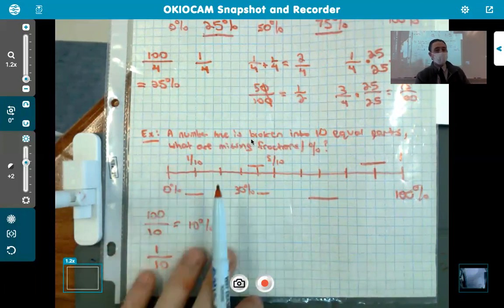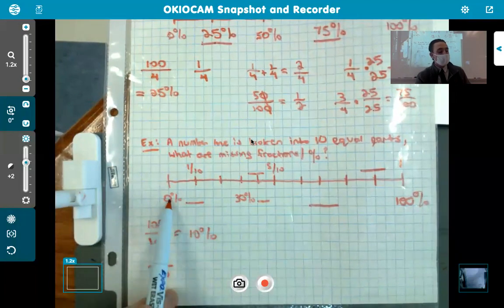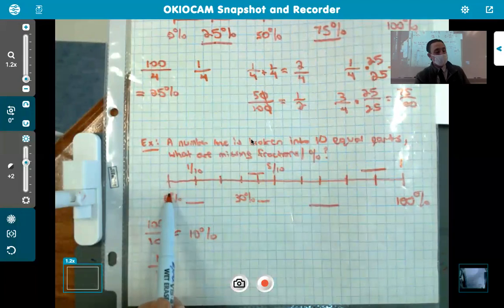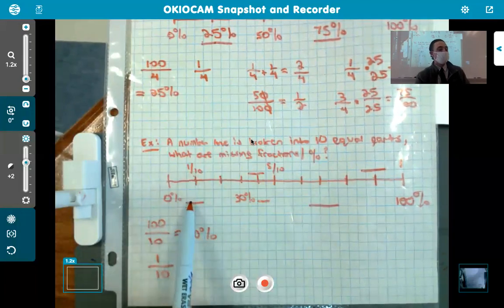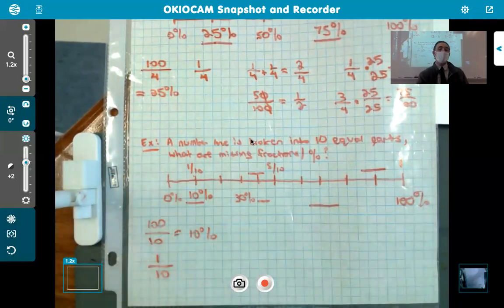Well, let's go to our first missing piece here. It's in the percentages part, right? They give me 1/10 as a fraction. What would that be as a percent? 10%, right? And we talked about that too with each interval is 10%. So that would have been an easy first one to kind of fill in.